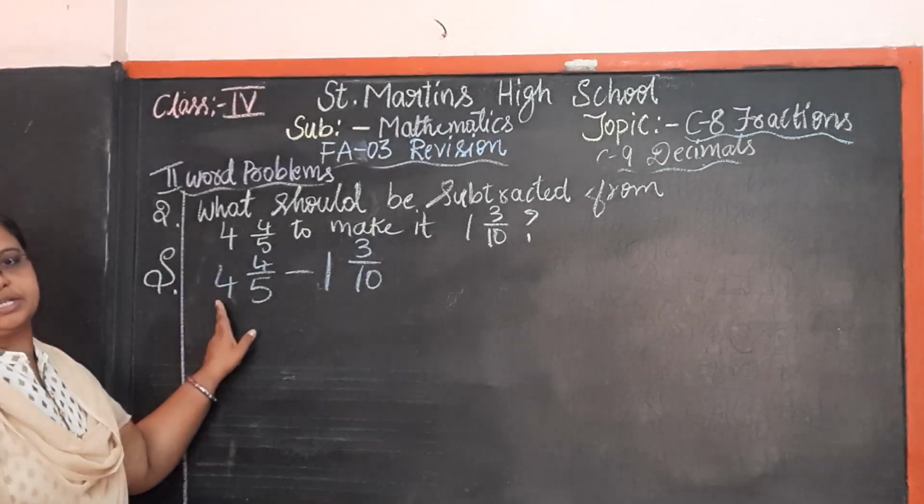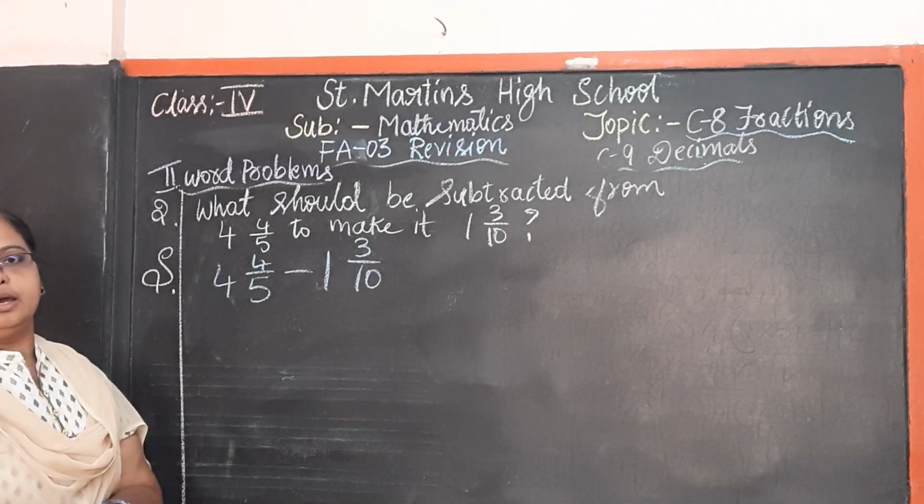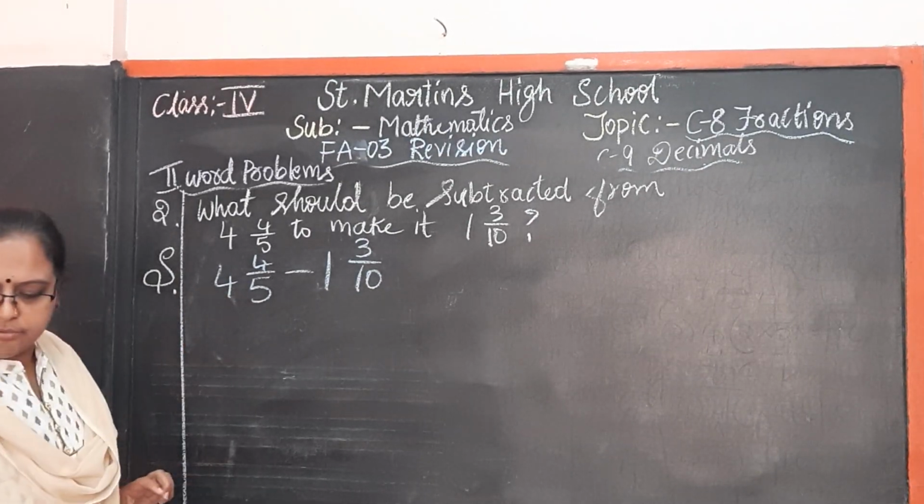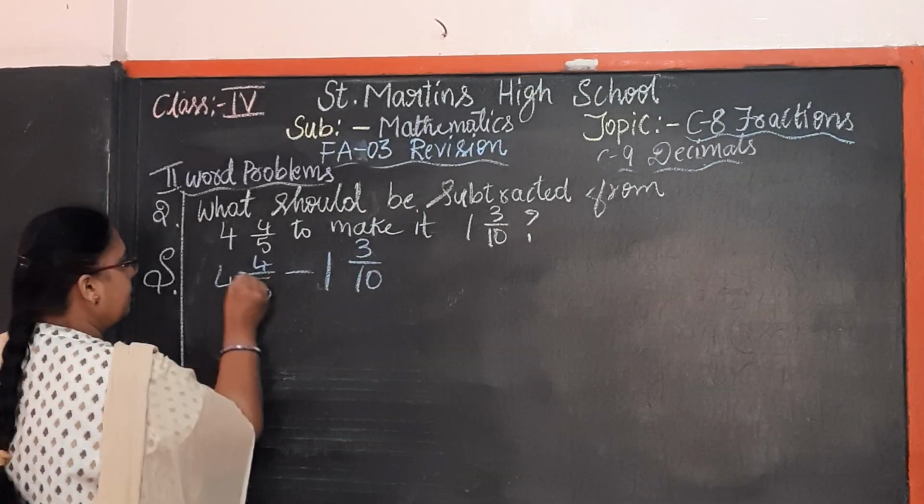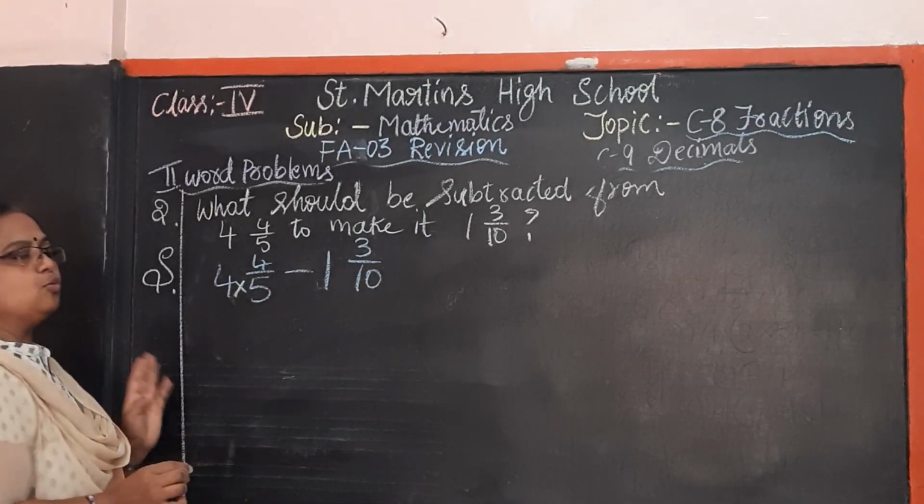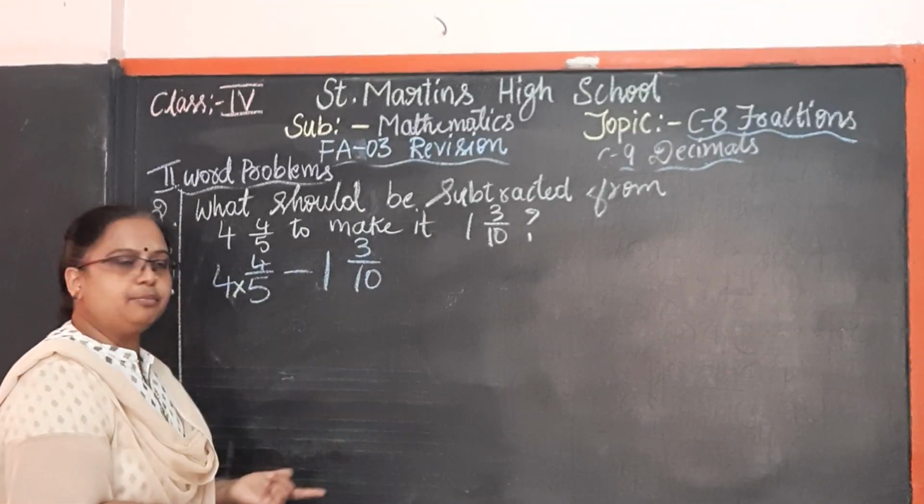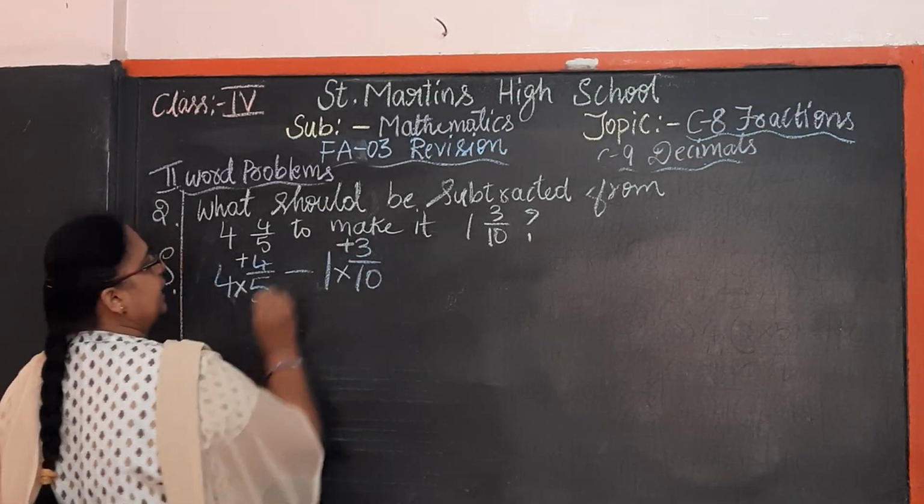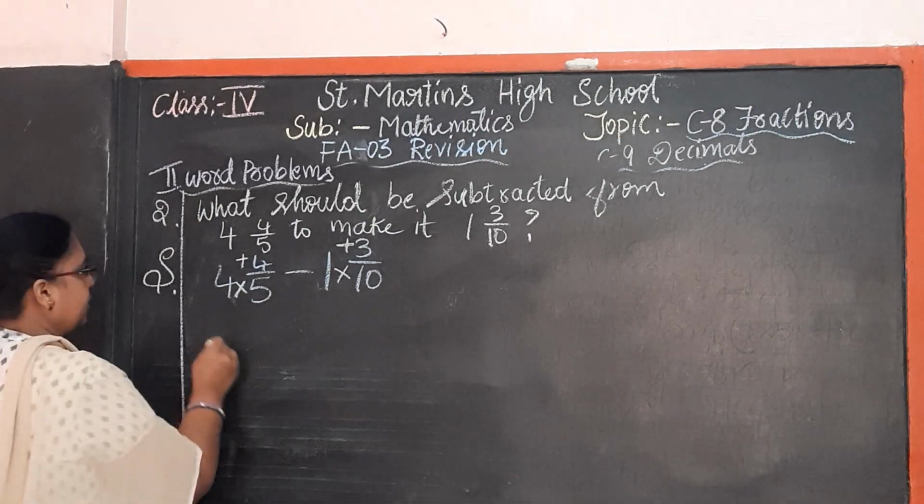The mixed fraction should be converted into an improper fraction. First, how do we convert? 5 should be multiplied by 4 and the answer that we get should be added to this 4. And here, multiply and then add. Yes, children, we shall write the answer.